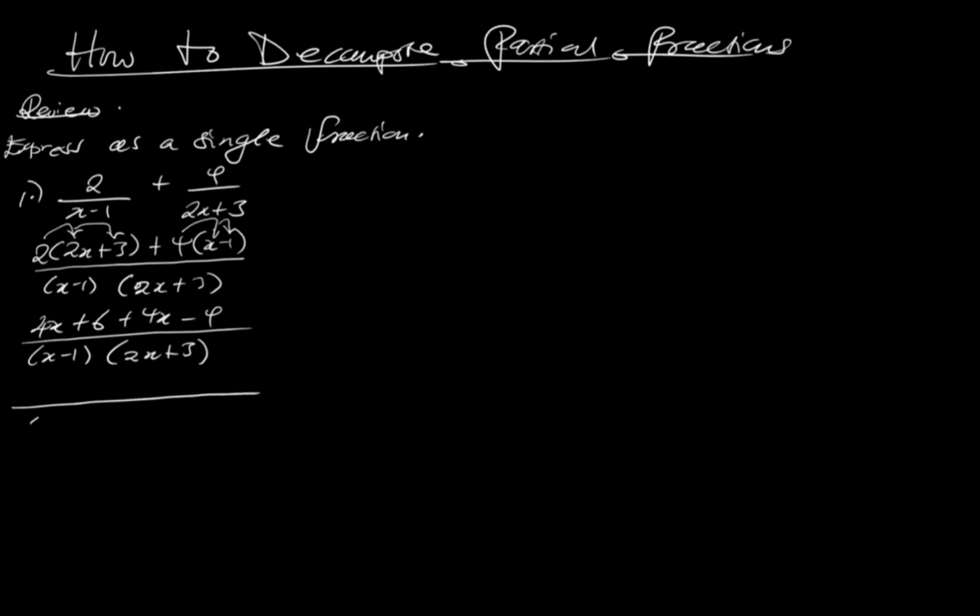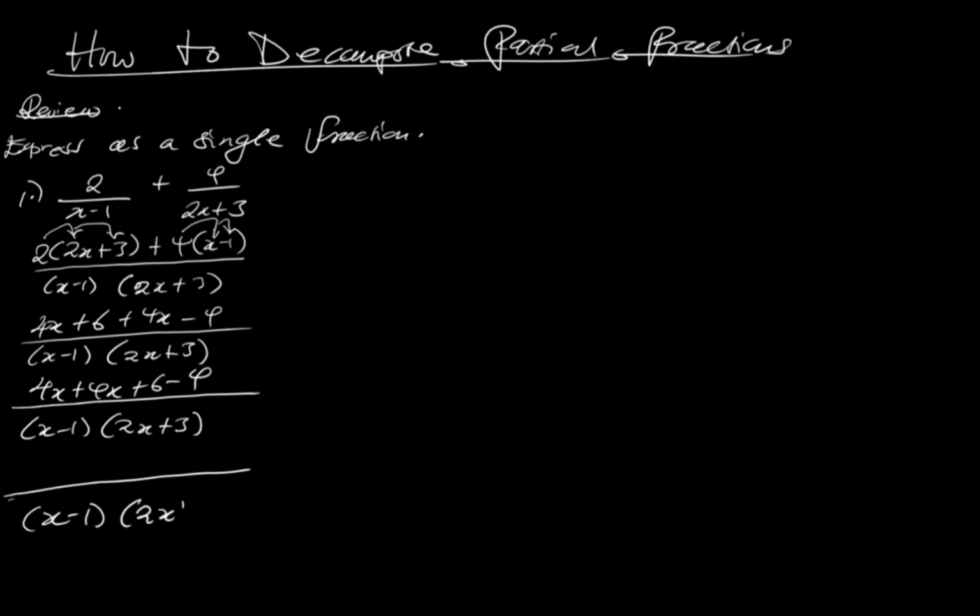After that, you collect the like terms, and you end up having 4x plus 4x plus 6 minus 4. Maintain the denominator of x minus 1 and 2x plus 3. 4x plus 4x, that's 8x. 6 minus 4 is 2. And that's your answer. So when it comes to partial fraction decomposition, this would be your question, and they'll say decompose it.